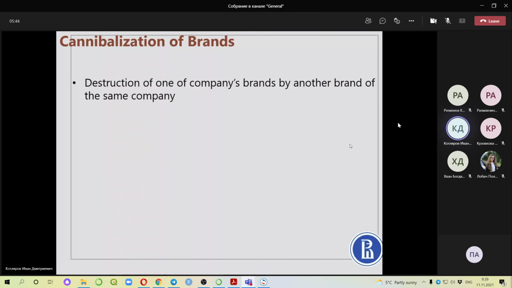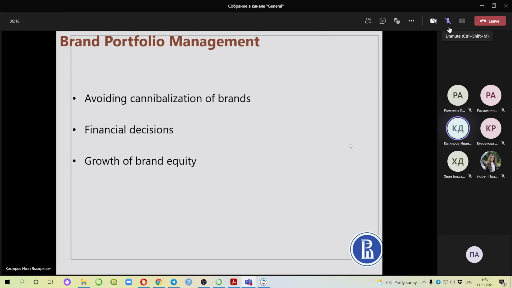Okay, in this case, what do we have? Our brand becomes less clear for our target audience, or better, our brand portfolio becomes less clear for our target audience. Normally, each brand should have its own target audience. When there are two or more brands competing for the same audience, the image of each brand becomes less clear for our customers. Okay? Yes, okay. Now I got it. Okay, so let's continue.